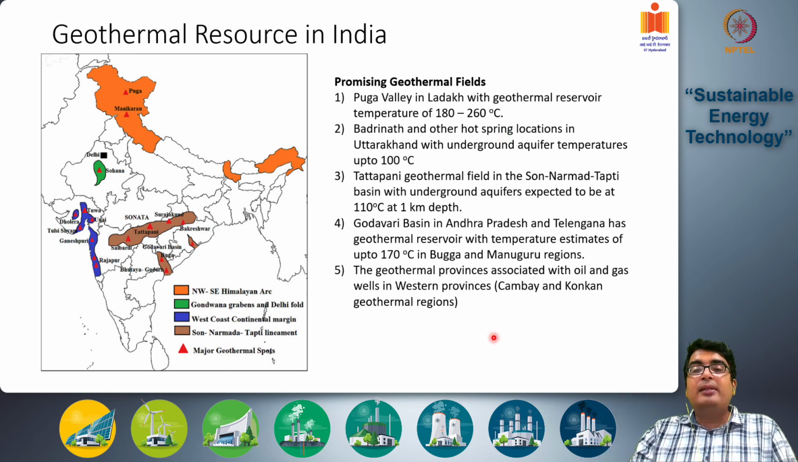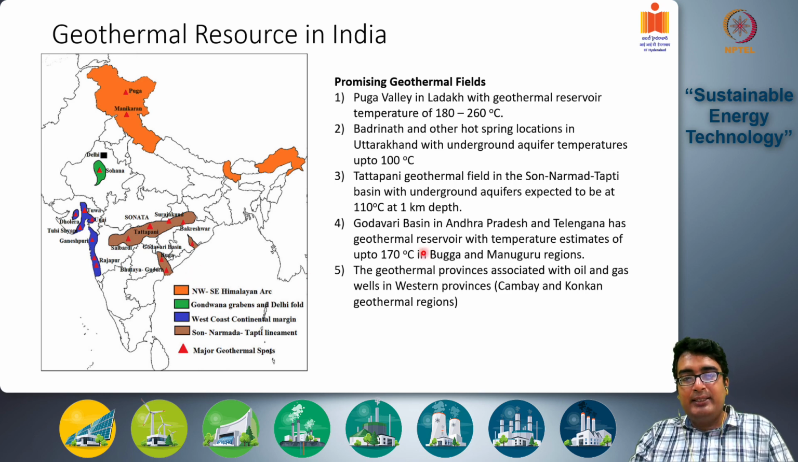Apart from these, there are other crustal areas where significant geothermal resources exist. For example, the Tatapani geothermal field is in the Son Narmada Tapti basin, this region here. And here also we can get underground aquifers of around 110 degrees at 1 kilometer depth. Then we have the Godavari basin in Andhra Pradesh and Telangana region, where the Geological Survey of India expects temperatures of 170 degrees centigrade in the underground aquifers. Furthermore, on the western coast of India, where there are significant oil resources, we also expect to have significant geothermal reservoirs in the Cambay and the Konkan geothermal regions.